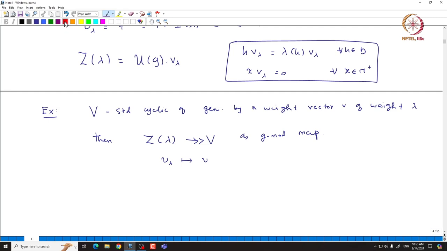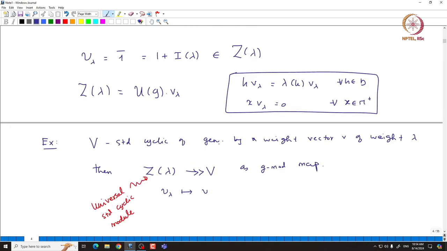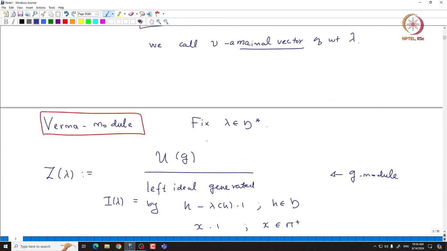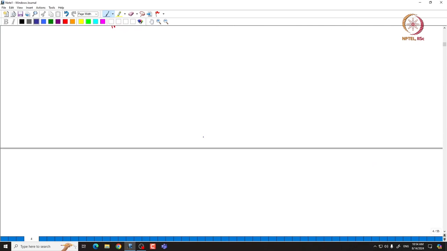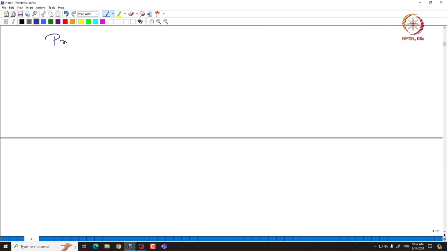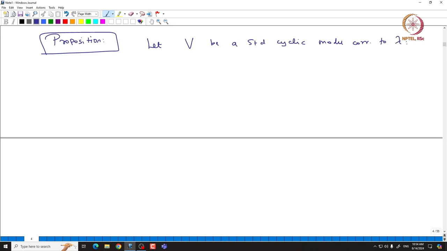In the literature, they are also called Verma modules. This is indeed the universal standard cyclic module, and because Verma introduced it in his thesis, we call them Verma modules. Now, once we define this standard cyclic module, the following properties are immediate. Let me state them. Here is the proposition. Let V be a standard cyclic module corresponding to, let's say, weight lambda.